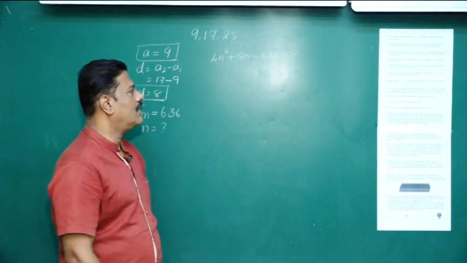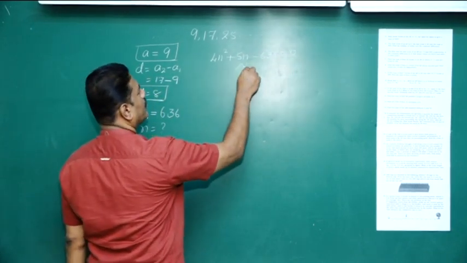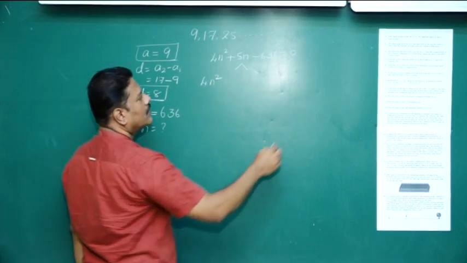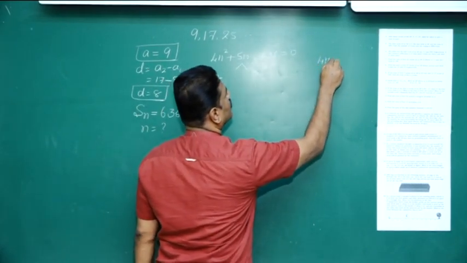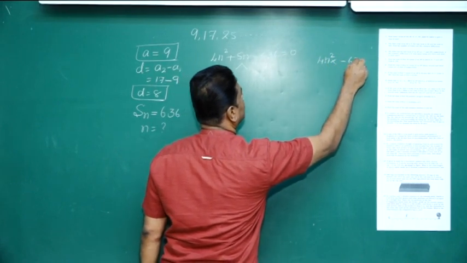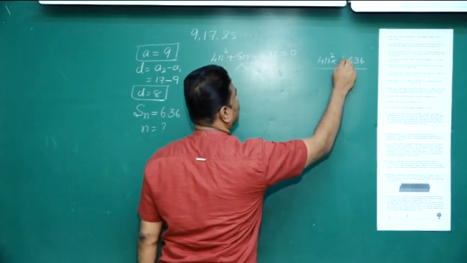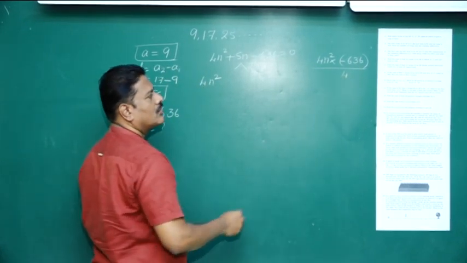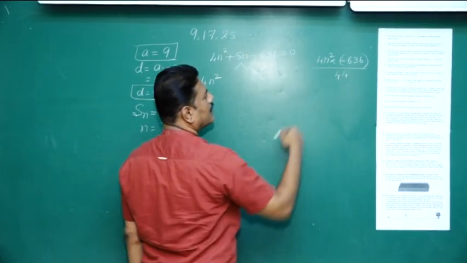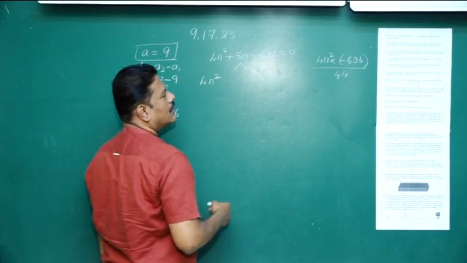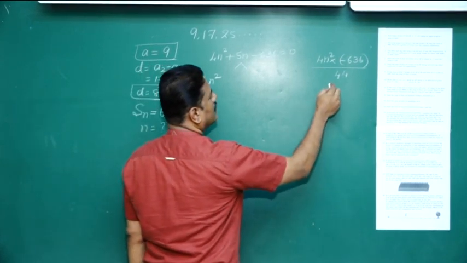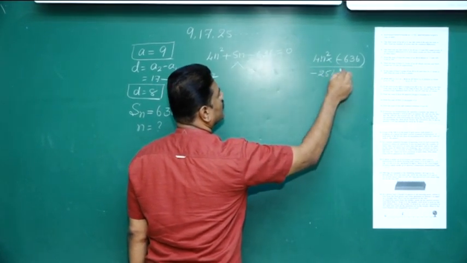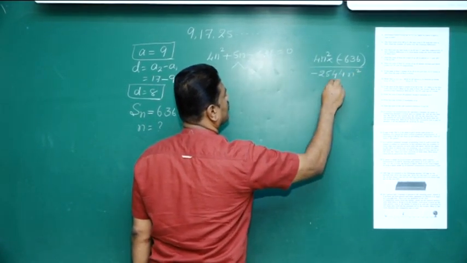In the same way, we split the middle term. See, 4n square. So I want to split the middle term. So 4n square into minus 636, I multiply now. 4 sixes are 24, 2 carry, 4 threes are 12 plus 2 is 14, 1 carry, 4 sixes are 24 plus 1 is 25. So plus into minus, minus n square.